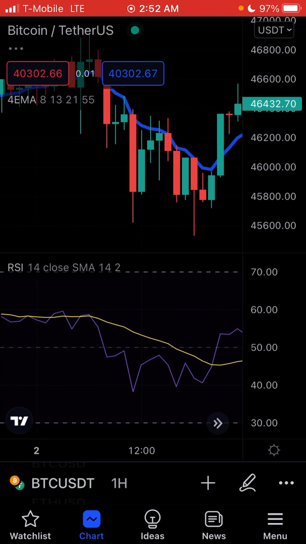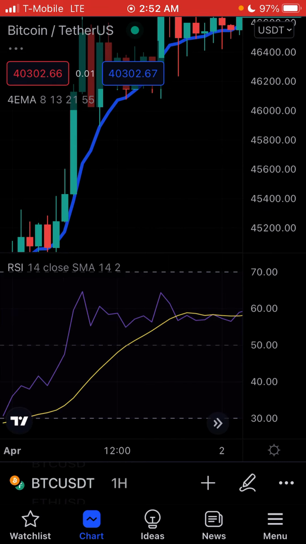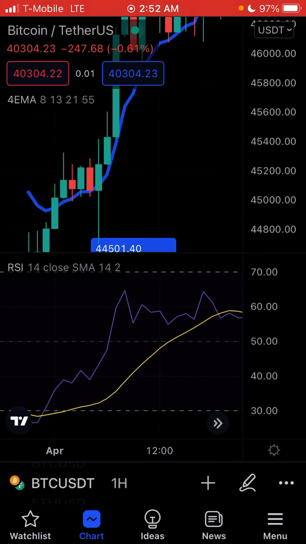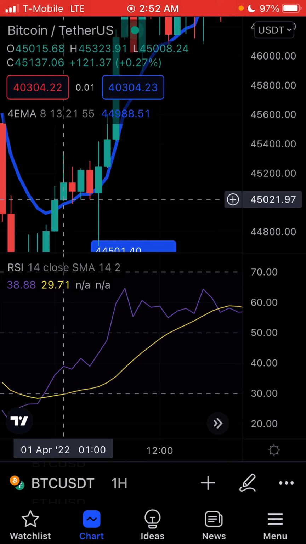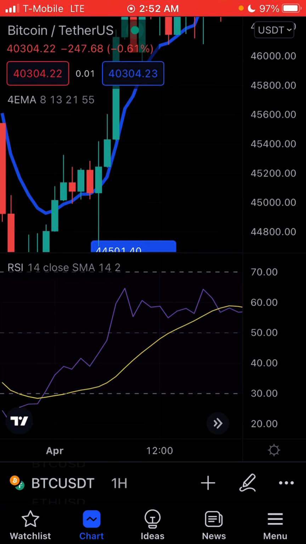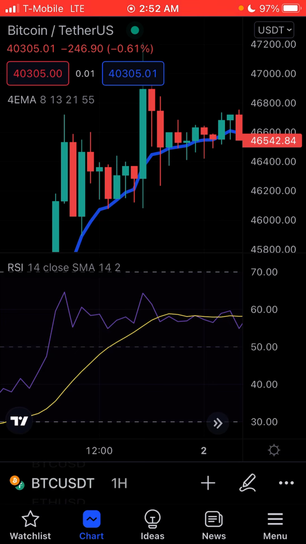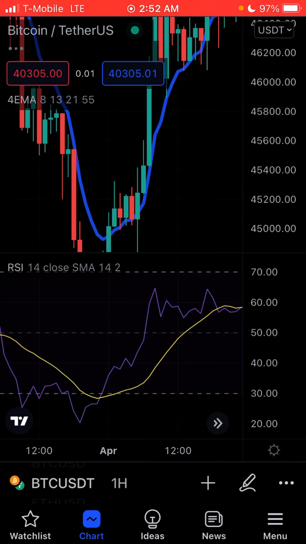So let me find a little bit more examples, because you can backtrack all the way as far as you want to go, and this works pretty effectively. So right here you see the green candle kissing the blue line, and then what happens? Goes up. That looks more to be 1 to 2% right there. So anyway, you guys get the idea.